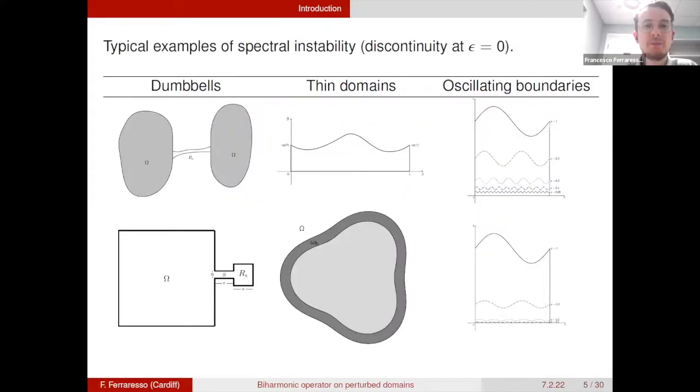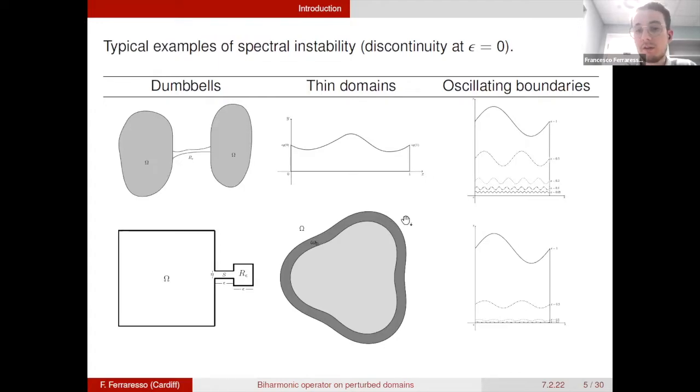So there are some typical examples you may look at in order to find pathological behaviors. One of the first perturbations that can come to your mind is the dumbbell domain. But you could also consider thin domains. So this is a sort of thin rectangle. This has size epsilon, and in the limit it will shrink to just a segment, or like this dark gray region that will shrink to the boundary of omega.